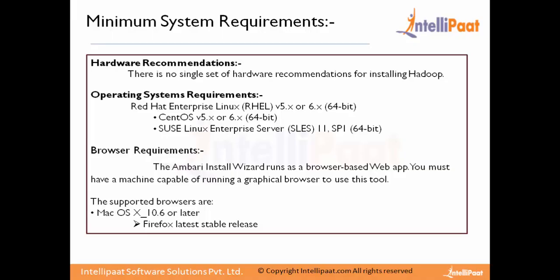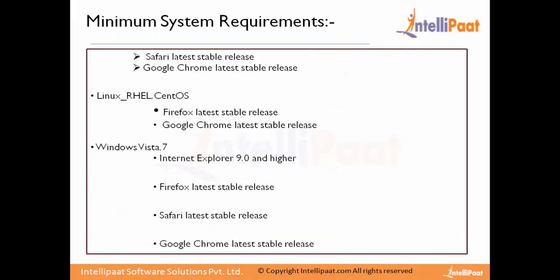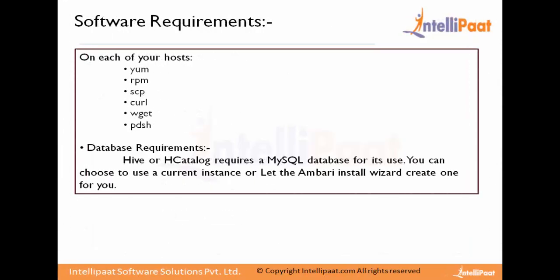Browser requirement: as we already know, Ambari is a web GUI, a web-based tool. So what we need is a good quality, or a higher upgraded version of browsers. If you are using Mac OS X, you can use the latest stable version of Firefox, and if you are using Linux, you can use Firefox or Google Chrome, and on Windows you can use Internet Explorer 9, 10. These days you can use 11 also. Firefox latest stable release, Safari, you can use Google Chrome, the stable version.